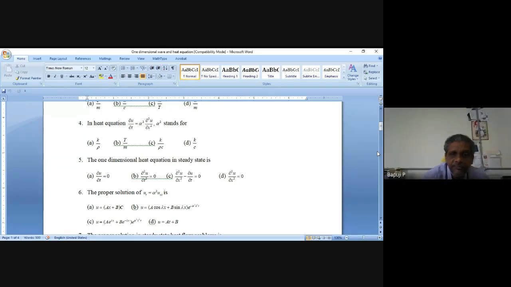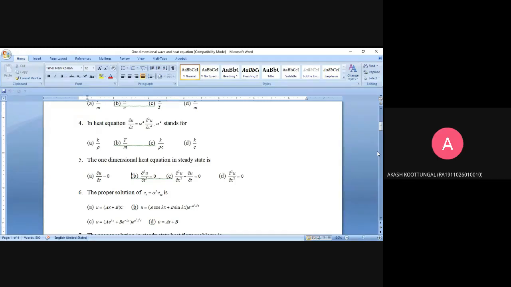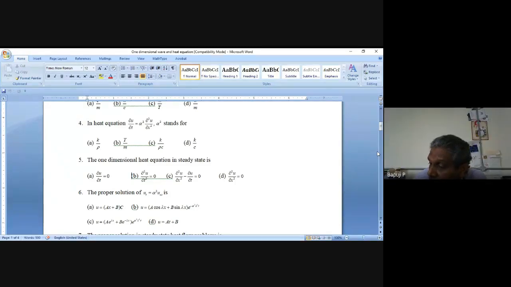D. No, sir, B. B is dou square u by dou t square. In the one-dimensional equation, t is second degree? What is the equation? Tell me. Dou u by dou t is equal to alpha square into dou square u by dou x square. That is called the one-dimensional heat equation, correct? Then t is not second degree.